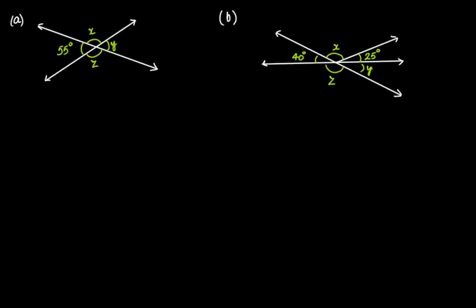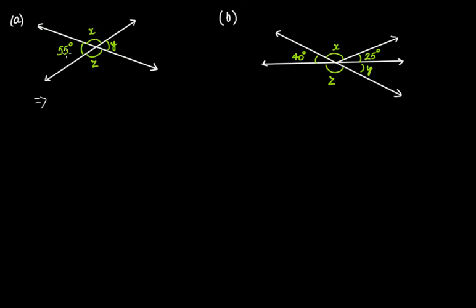Let's do some problems here. So if we can see here, we have two straight lines. We have lines intersecting at this point, and therefore we have some angles. Of course, they are vertically opposite angles. So you have to find the value of x, y, and z in all these cases. Okay, let's solve for this one. So here you have to find the value of x, y, and z.